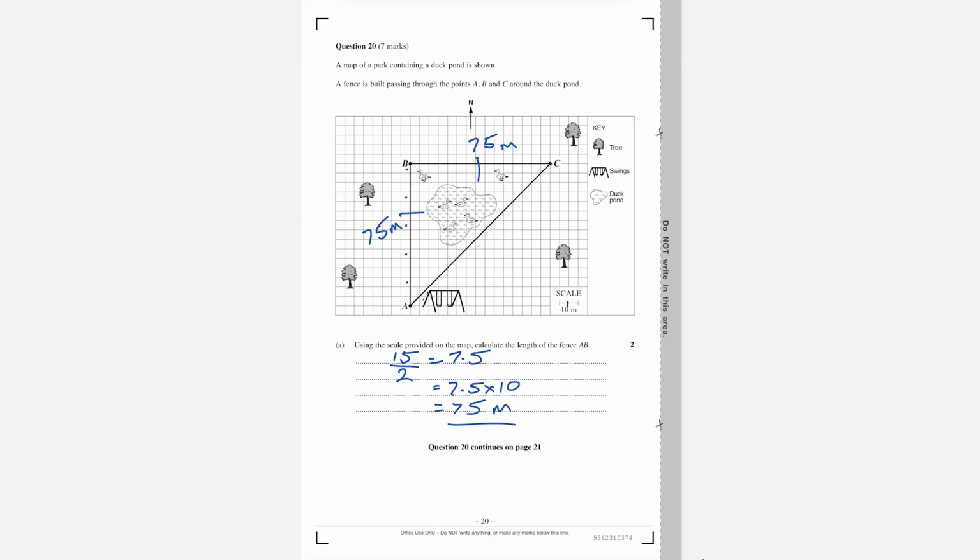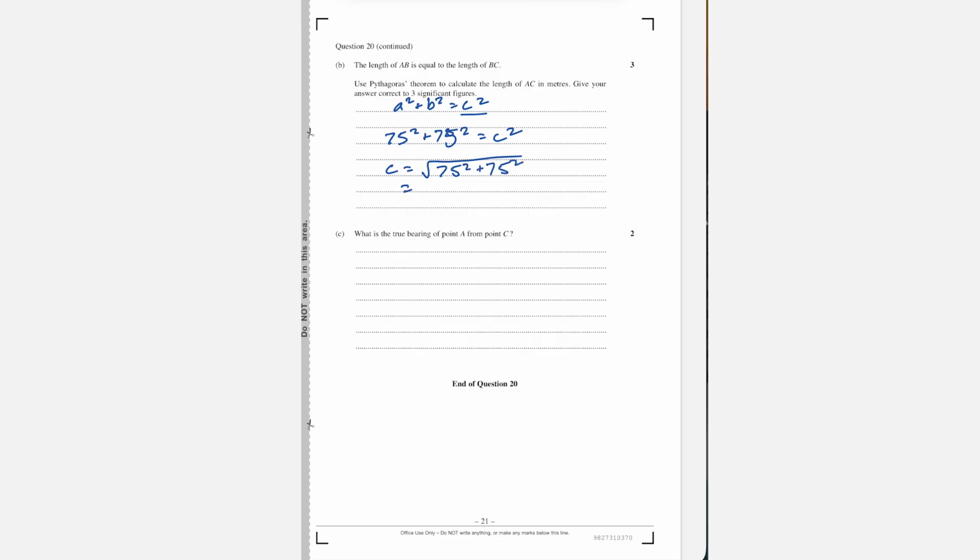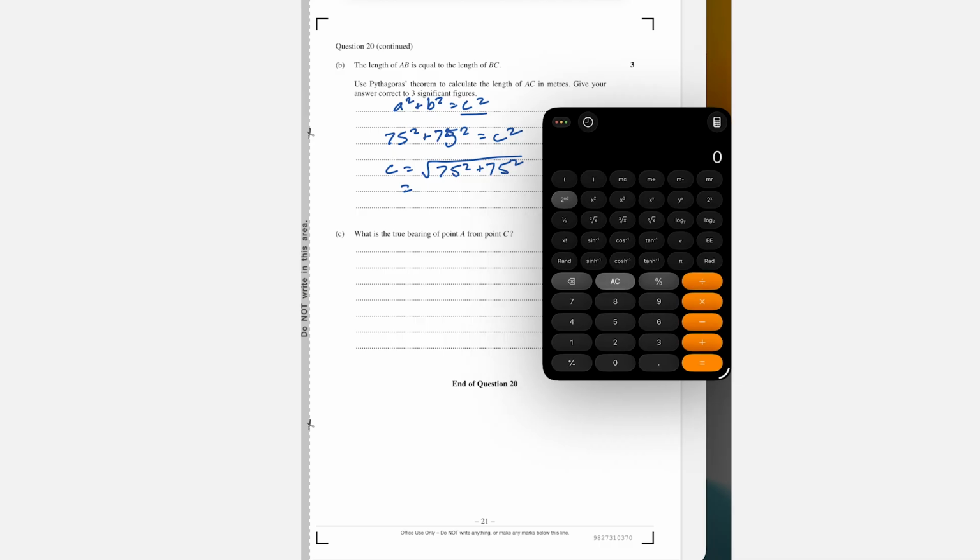So we're looking for the length of the hypotenuse here. And we know that with Pythagoras, a squared plus b squared equals c squared. We're looking for c squared. So our a squared and b squared is 75 squared plus 75 squared is equal to c squared. So c is going to be the square root of 75 squared plus 75 squared. We'll put that into our calculator. We get 75 squared plus 75 squared equals 11,000 something.